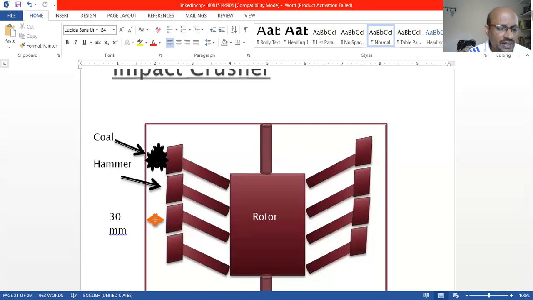Practically, we can avoid explosions. There are practically no explosions in that coal handling equipment. That's one of the greatest advantages. So reduction in auxiliary plants, we can reduce the auxiliary plants.